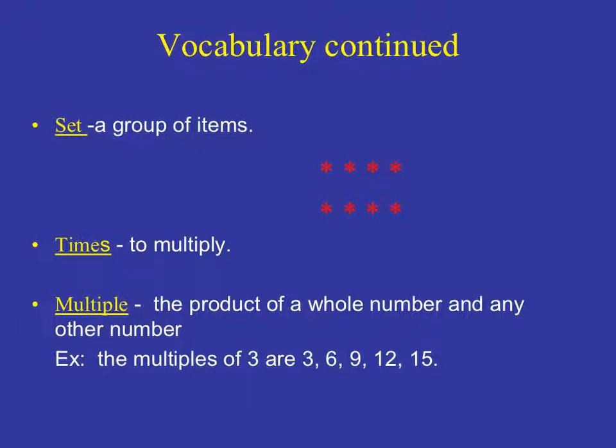Last three terms for today. Set is simply a group of items. Times is another word to mean multiply, and multiple is the product of a whole number and any other number. For example, the multiples of 3 are 3, 6, 9, 12, and 15. That just means that we've multiplied a whole number 3 by 1, 2, 3, 4, 5, and so on.